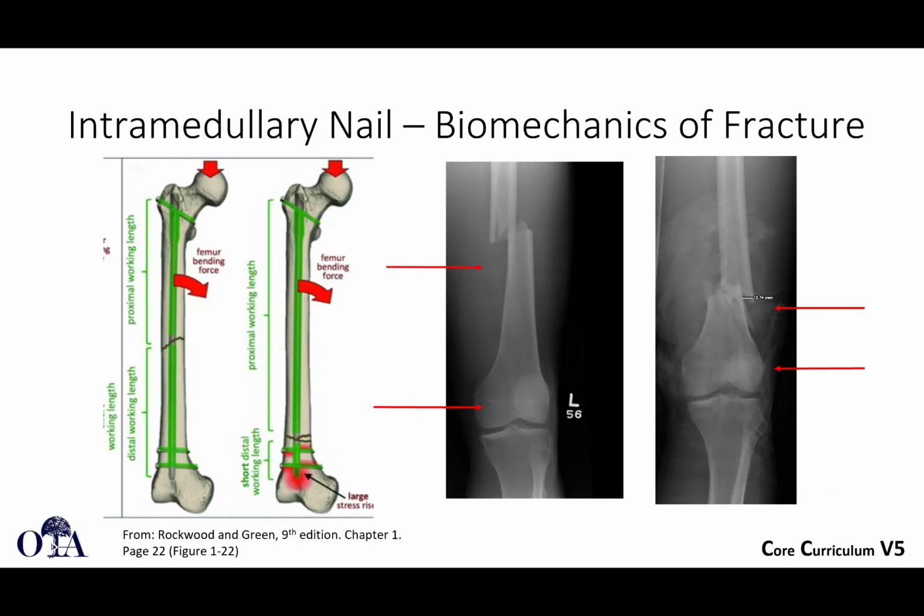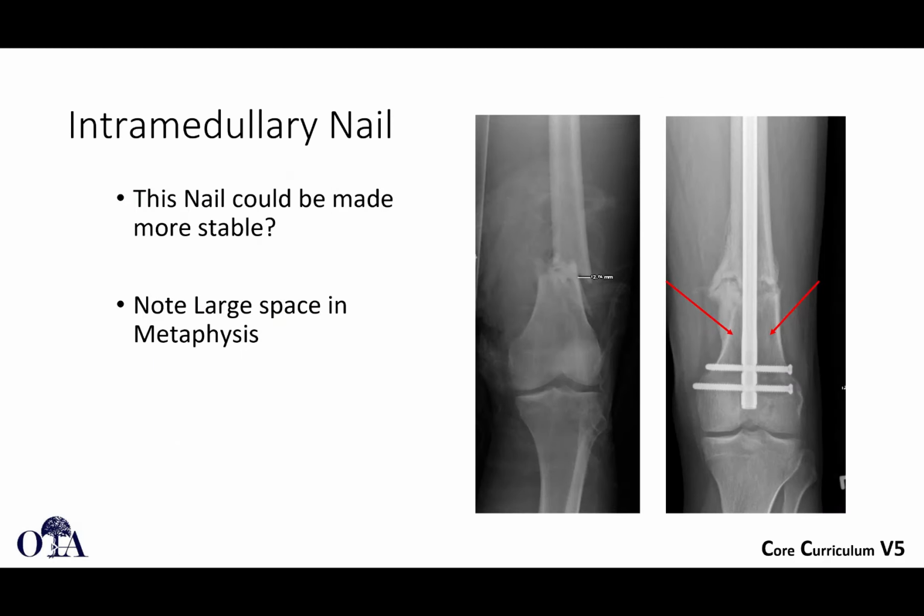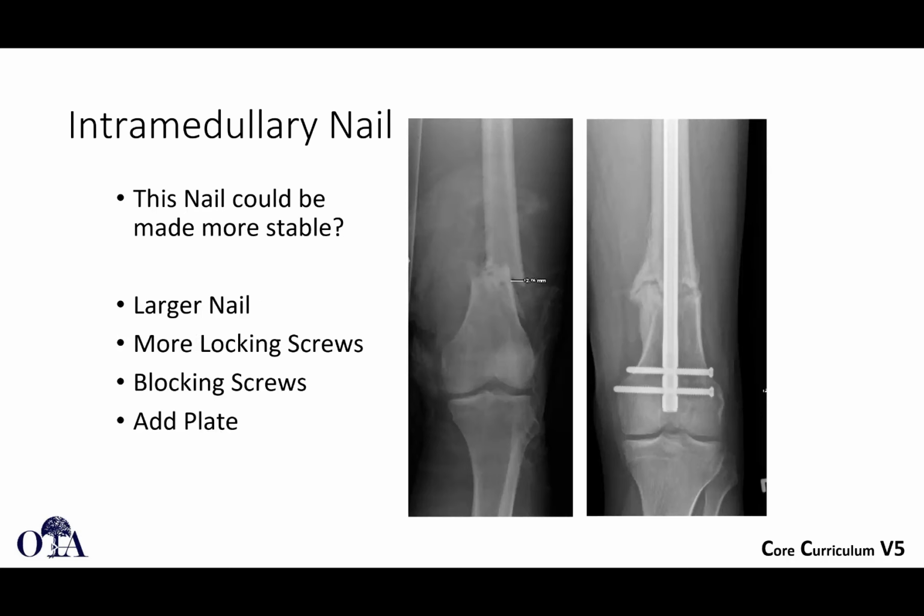So here's an example of an intramedullary nail fixing a femur fracture. How could we have made it more stable? Notice there's a large space in the metaphysis here. You can argue that a larger nail could have made it more stable. Possibly if you had placed blocking screws here to prevent this rod from moving back and forth, that could have helped to lock it in place. So a larger nail, more locking screws, blocking screws, maybe adding a plate. Here's an example also showing where you could put blocking screws.